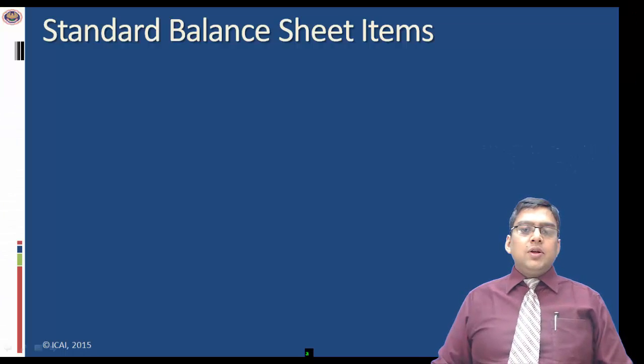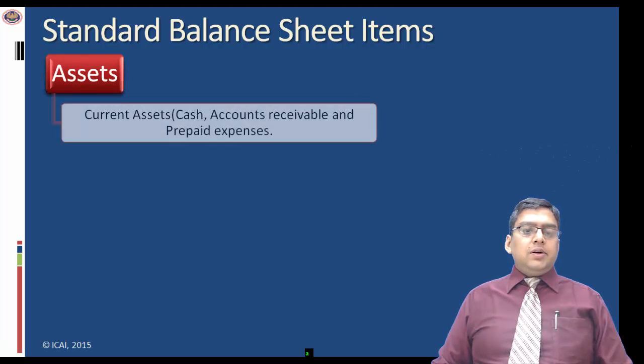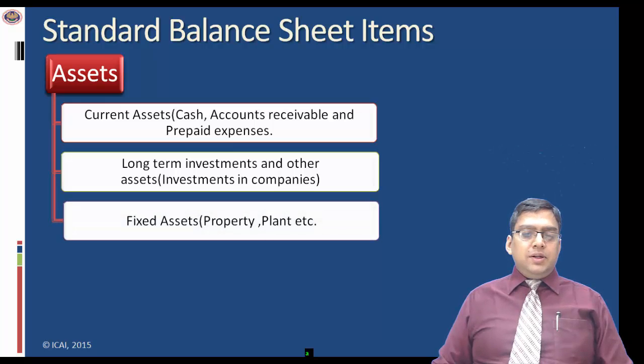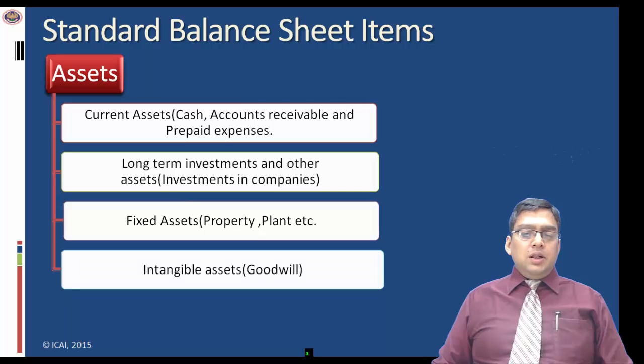Let's discuss a few balance sheet items. First one is asset. Current asset is a part of asset. Current asset includes cash, accounts receivable, and prepaid expenses, etc. Second one is long-term investment and other assets, like investment in companies. Third one is fixed assets like property, machinery, plant, furniture, etc. Intangible assets like goodwill, patents, etc.